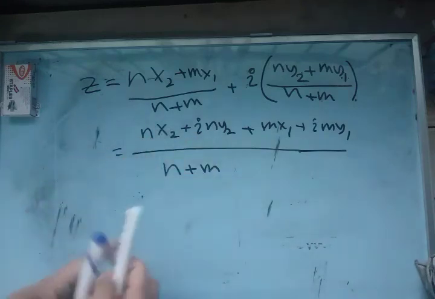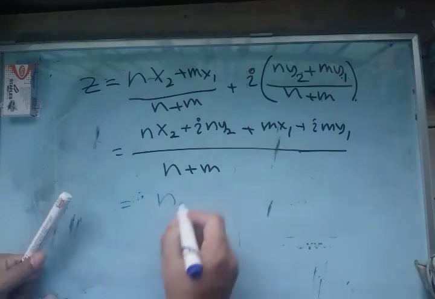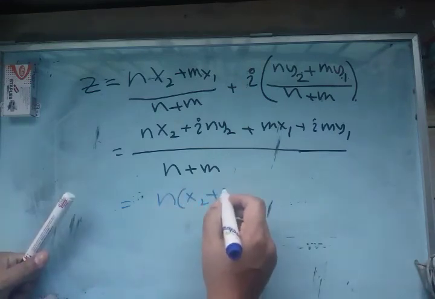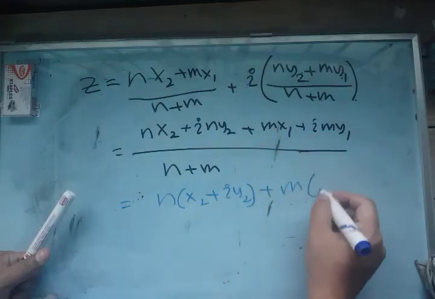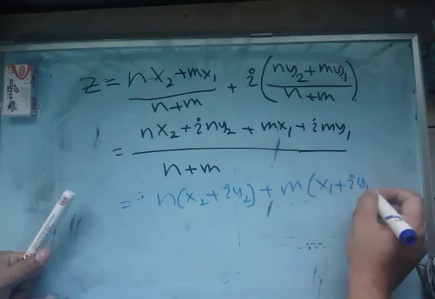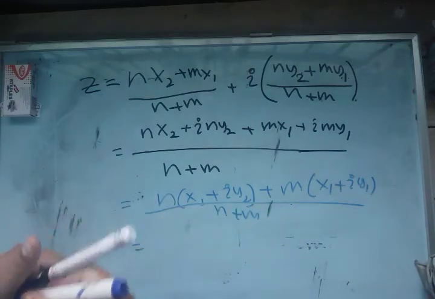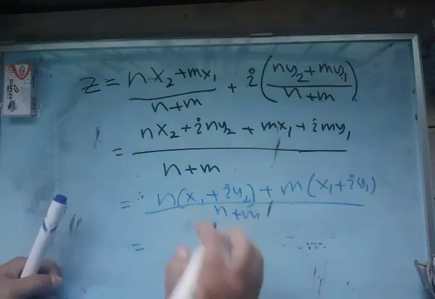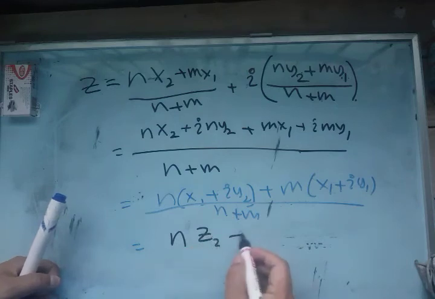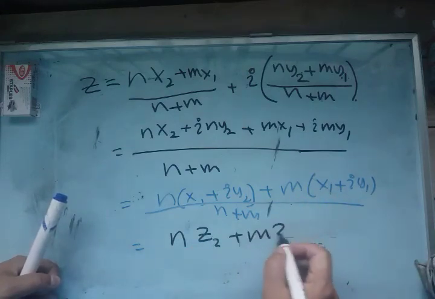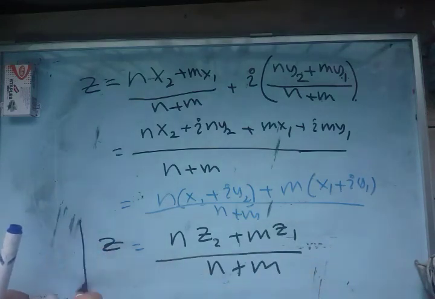So what is this term? This term is n times x2 plus i y2. This term is m times x1 plus i y1, divided by n plus m. So finally you obtain that this can be represented by n z2 plus m z1 divided by n plus m. See how easy it is?